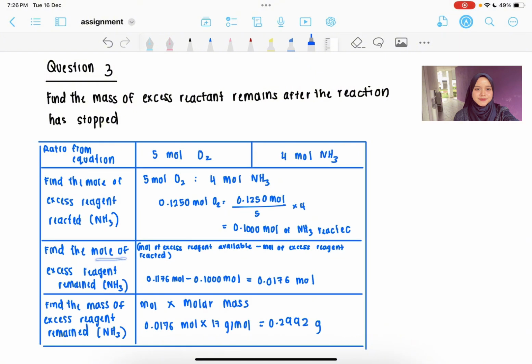And then find the mole of excess reagent remaining of NH3. So the formula is mole of excess reagent available minus mole of excess reagent reacted. So 0.1176 mole minus 0.1000 mole equal to 0.0176 mole. Find the mass of excess reagent remaining NH3. So the formula is mole multiply molar mass. So 0.0176 mole multiply 17 gram per mole equal to 0.2992 gram.